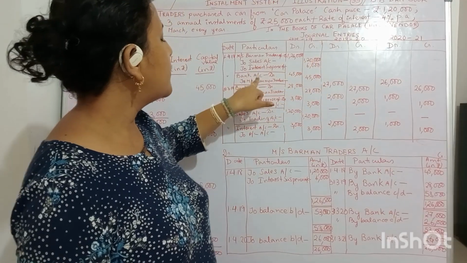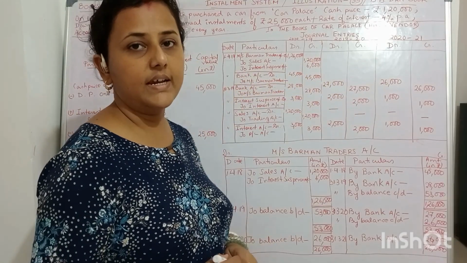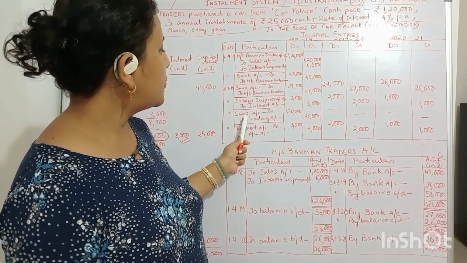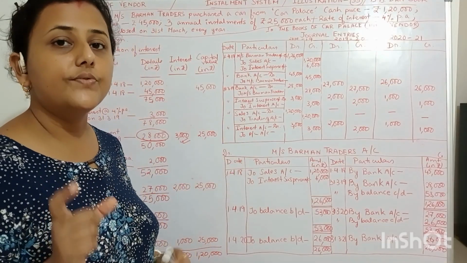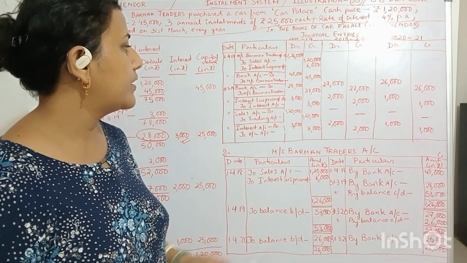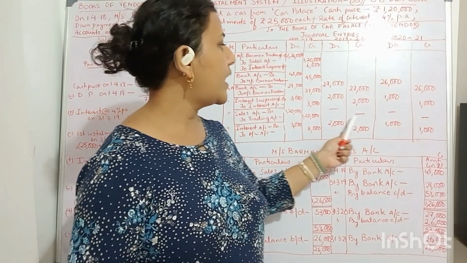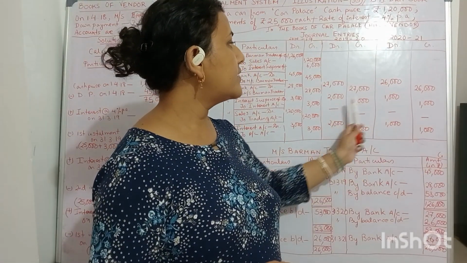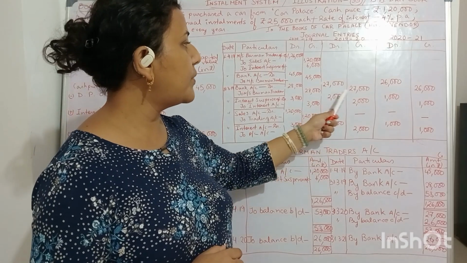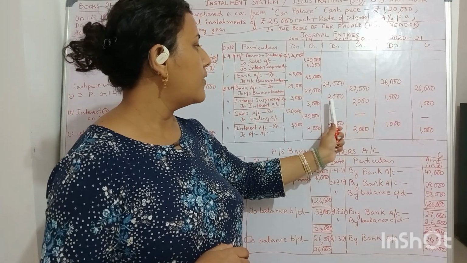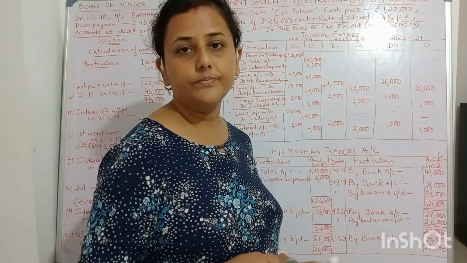The same is the case for second year and third year. These two entries will not be passed anymore in the second and third year, and also this entry, sales account debited to trading account, for the transfer of the amount of sales to trading account. So I have kept it blank. The rest you will come to know by seeing the figures. It is the amount of installments and the amount of interest.